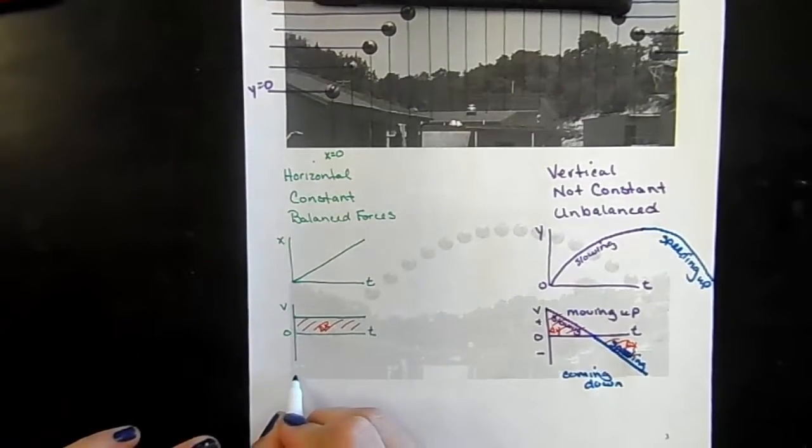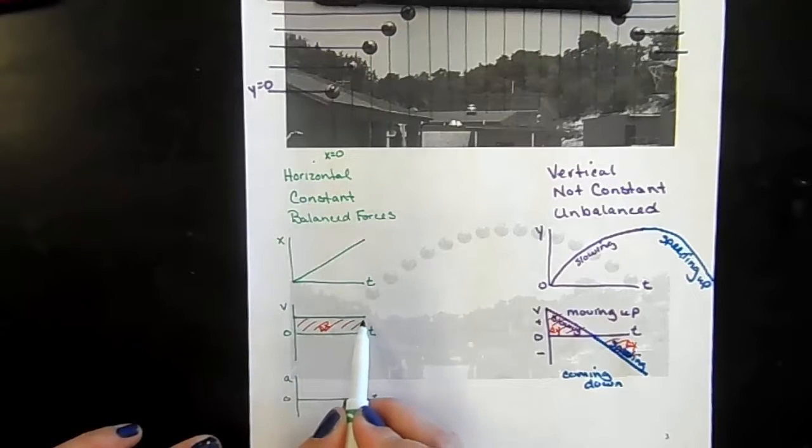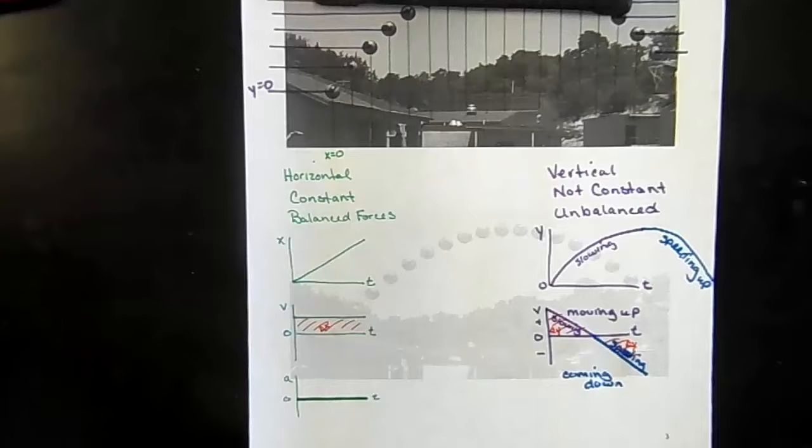Okay, so we can also make an acceleration time graph. So here's our acceleration and our time. This is acceleration equals 0, and when we look at this, our velocity is not changing. If we don't have a change in velocity, it's 0. So our acceleration time graph for the horizontal motion is not very exciting.